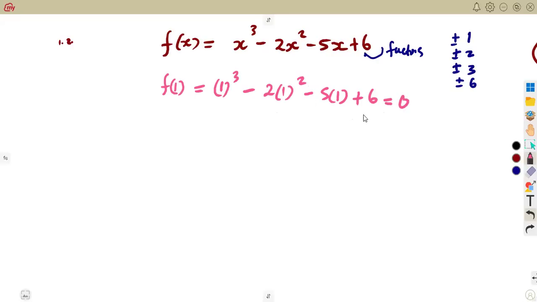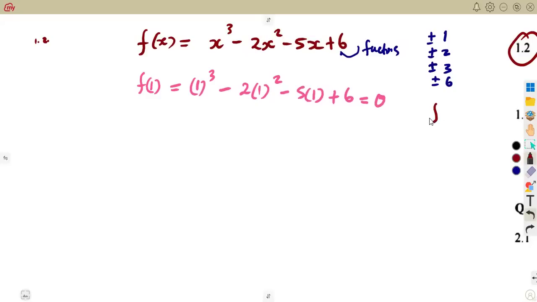So this is going to give us a 0. You are substituting that in place of x, and you're going to obtain a 0. So what does it mean, guys? If you substitute a certain number and you obtain a 0, remember I said that if f of a is equal to 0, therefore x minus a is a factor.